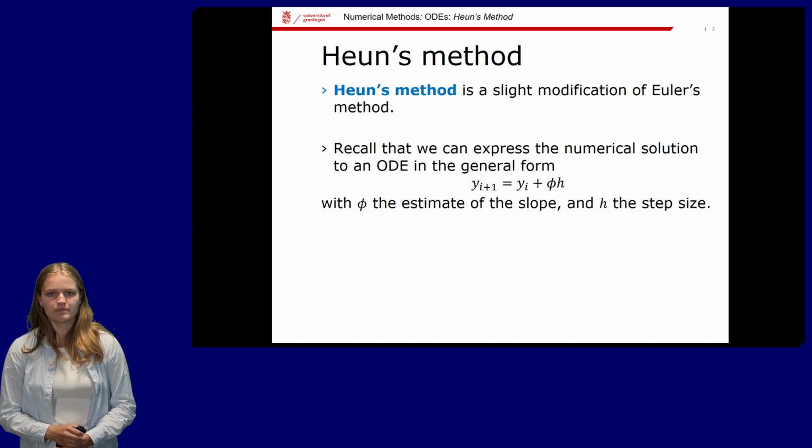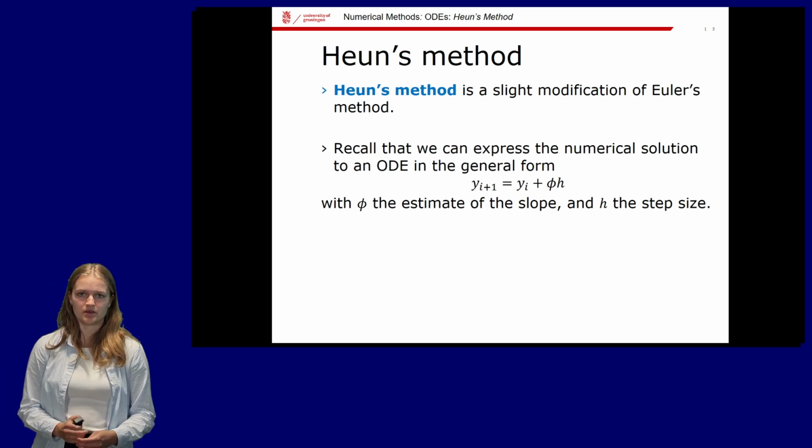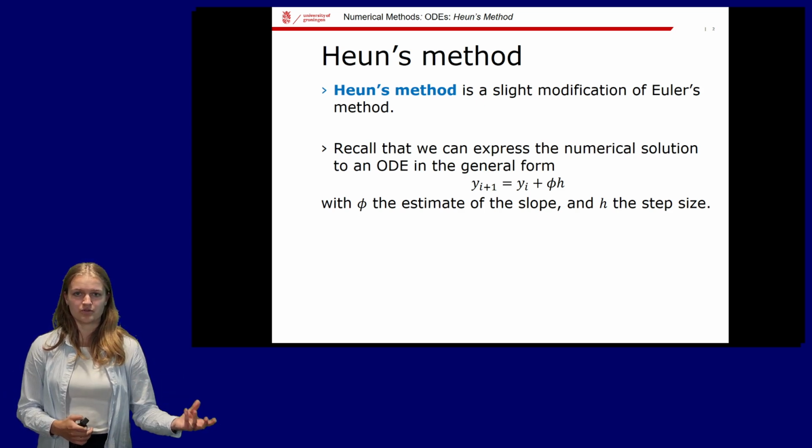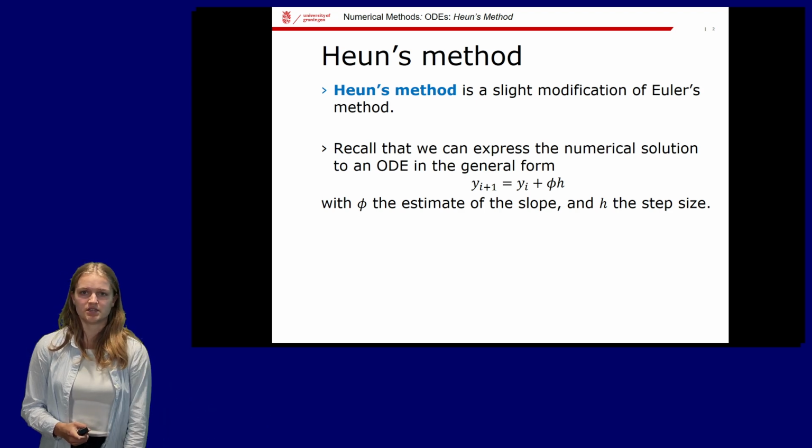Recall from the previous two videos that we can express the numerical solution to an ordinary differential equation in this general iterative form, where your value of y_{i+1} is based on y_i plus phi times h, where phi is an estimate of the slope and h is the step size.